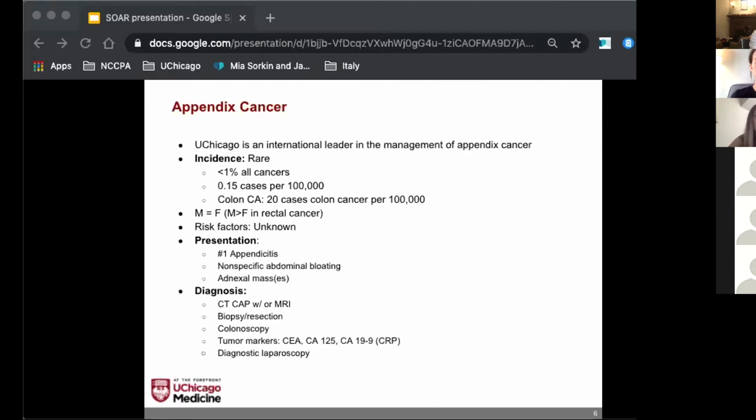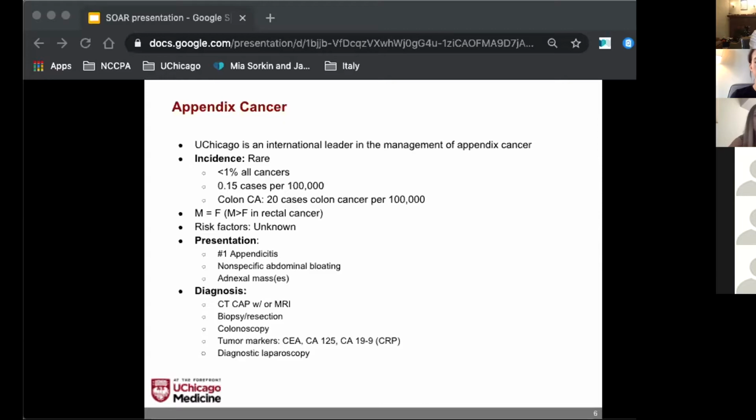Not uncommonly, appendix cancer can also present with adnexal masses. So we can have an issue with a patient having an adnexal mass and that be misdiagnosed as ovarian cancer, but in fact is from a GI primary and from the appendix.